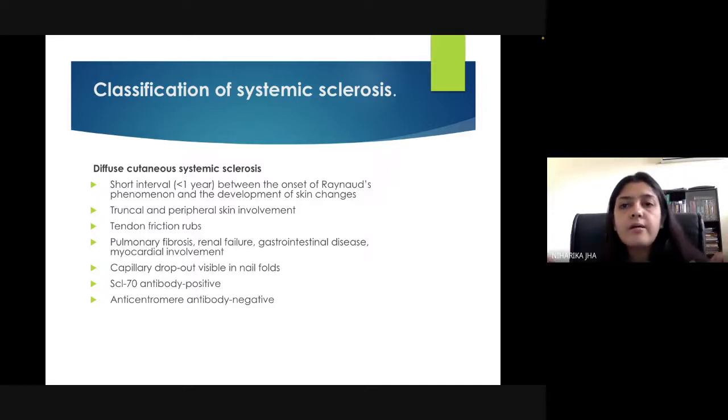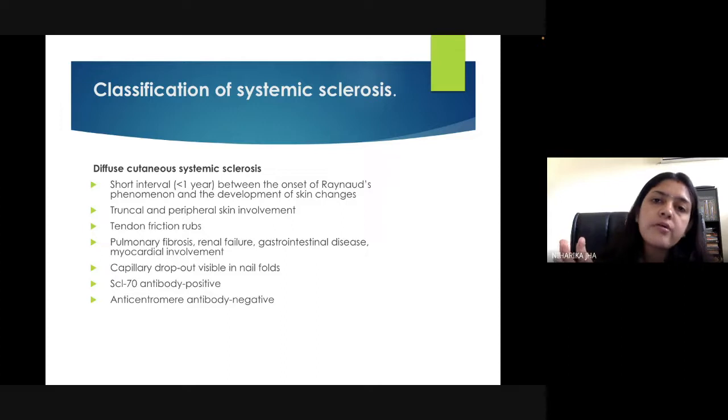Now, if we just summarize whatever we discussed right now, talking about the interval between the onset of the Raynaud's phenomena and the skin changes, it is a short interval, less than 1 year in the diffuse type, long interval in the limited type. Both truncal and the peripheral skin involvement is seen in the diffuse type, while only the peripheral skin involvement is seen in the limited type. Tendon friction rubs is seen in the diffuse type, it is not seen in the limited type.